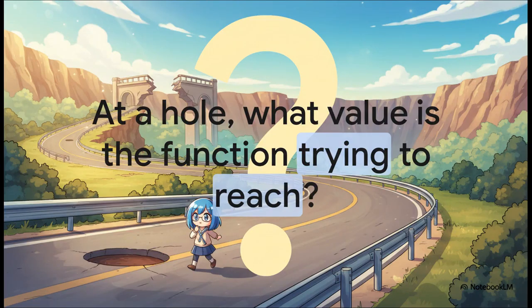And I'll leave you with a final thought to chew on. Think about that removable discontinuity again, the pothole. Even though the point itself is missing, the graph from both sides seems to agree on where it should have been. So what value is that function approaching at that exact spot? If you can answer that, you're already on your way to understanding limits.